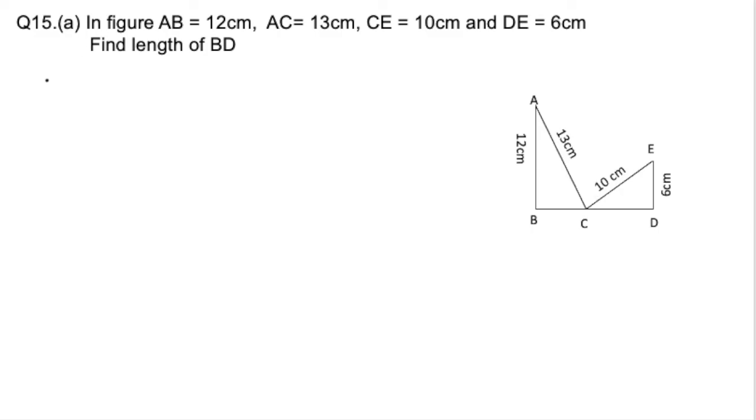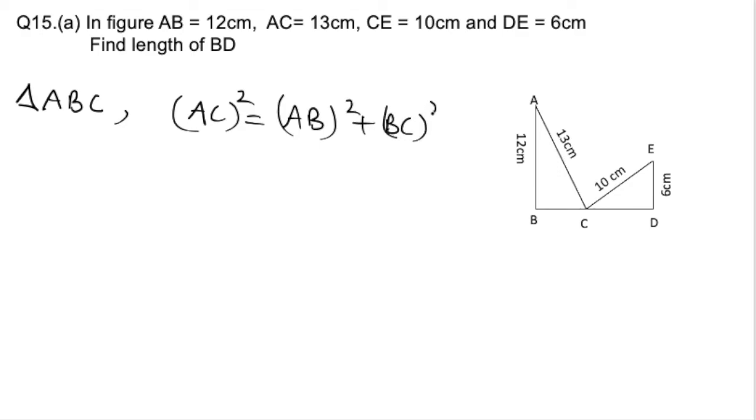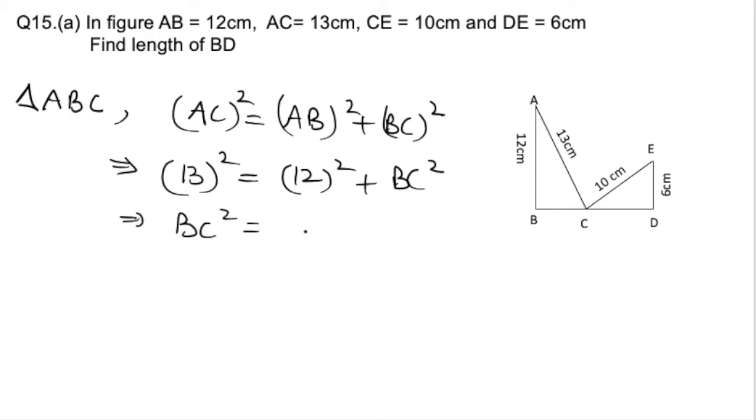Let's solve this question. First of all, let us take right-angled triangle ABC. In this right-angled triangle, let us substitute the values by applying Pythagoras theorem. AC square will be equal to AB square plus BC square. Since we already know the values of AC and AB, let's put those values. 13 square will be equal to 12 square plus BC square, or we can write BC square is equal to 13 square, that means 169 minus 144, which is equal to 25. So this gives us the value of BC as 5 centimeters.